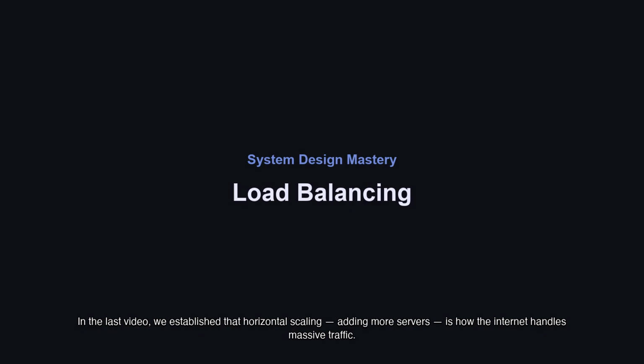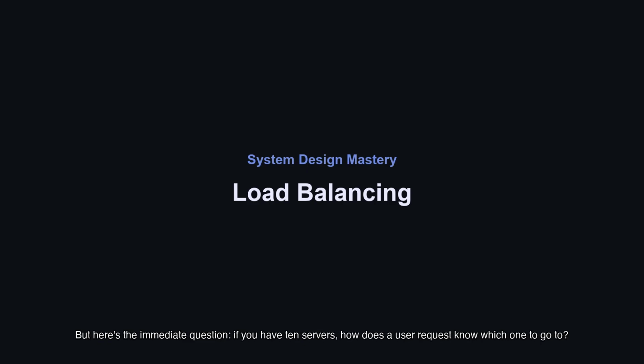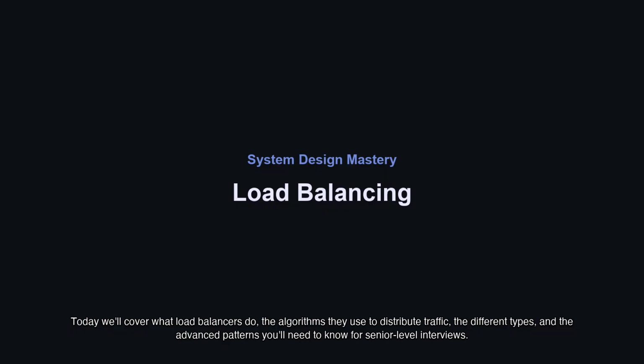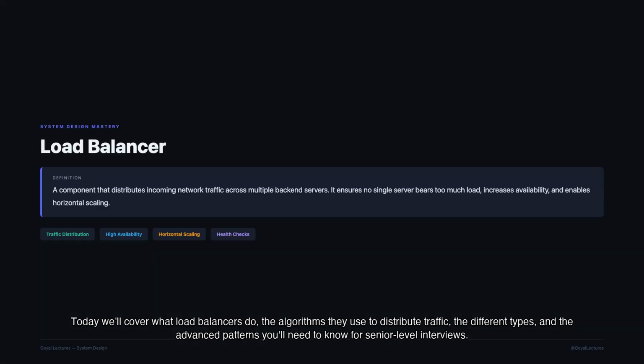In the last video, we established that horizontal scaling, adding more servers, is how the internet handles massive traffic. But here's the immediate question. If you have 10 servers, how does a user request know which one to go to? That's the job of a load balancer. It's one of the most fundamental components in any large-scale system, and it comes up in virtually every FAANG system design interview. Today we'll cover what load balancers do, the algorithms they use to distribute traffic, the different types, and the advanced patterns you'll need to know for senior-level interviews.